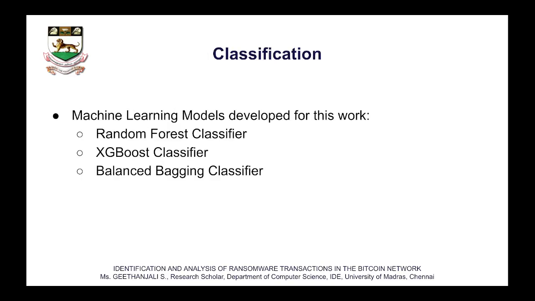And once the pre-processing is done, the classification model is built. Here 3 models were built: random forest classifier, XGBoost classifier, and balanced bagging classifier.